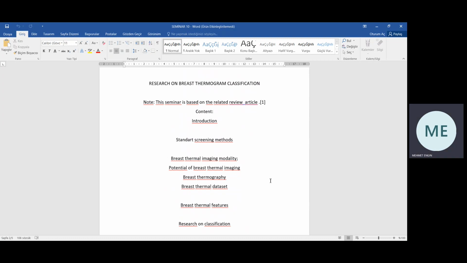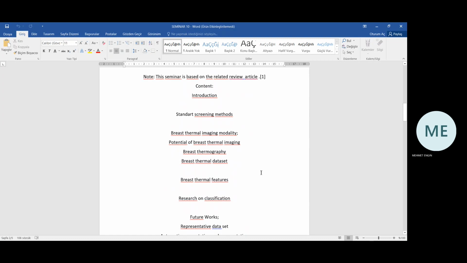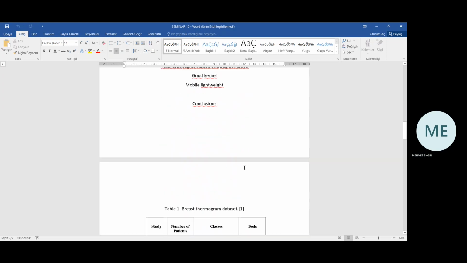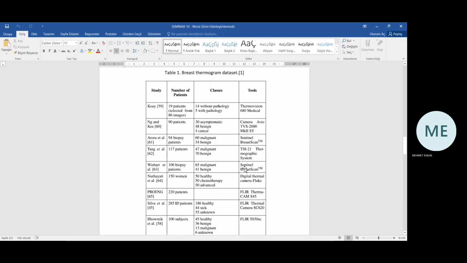Now, breast thermal datasets. Several studies on breast thermal acquisition have been conducted during the last decades. As shown in Table 1, the first dataset was selected from images taken in 1984 by Dr. Dominique Fries and her team using the first generation thermographic camera, ThermoVision.